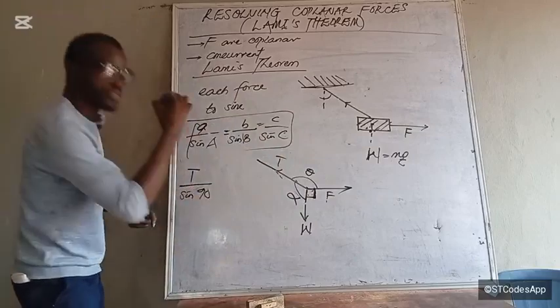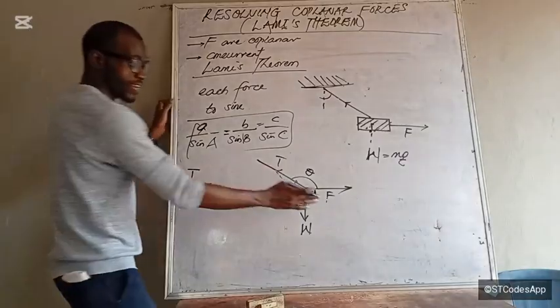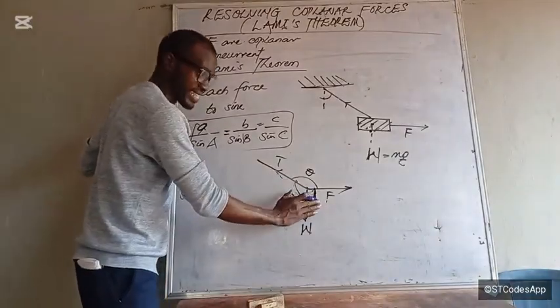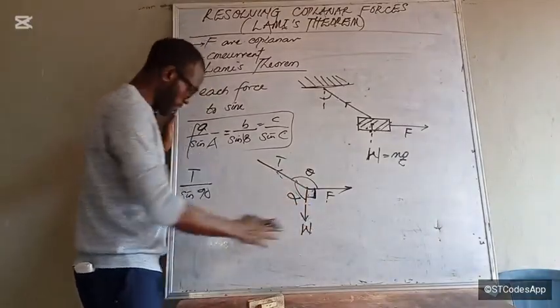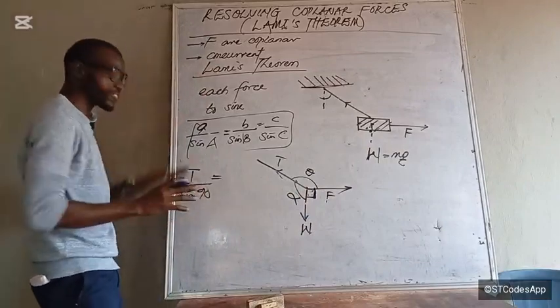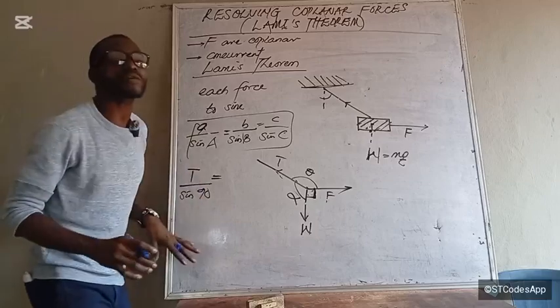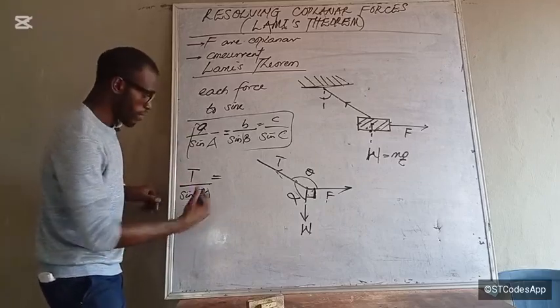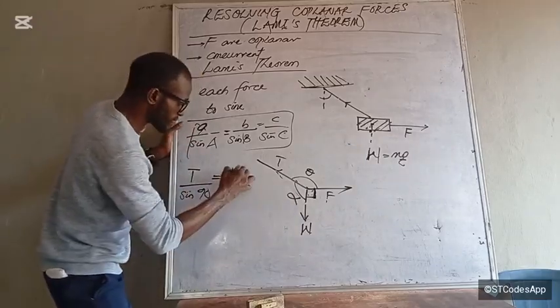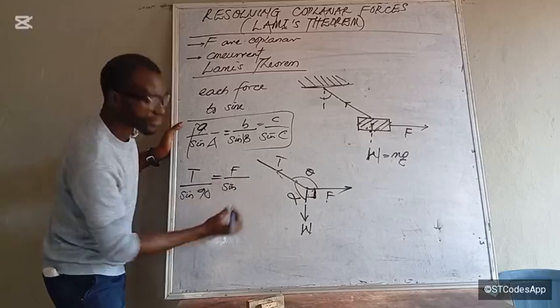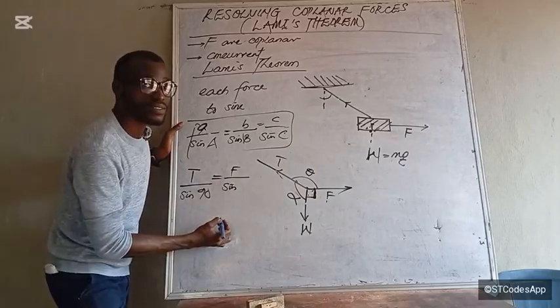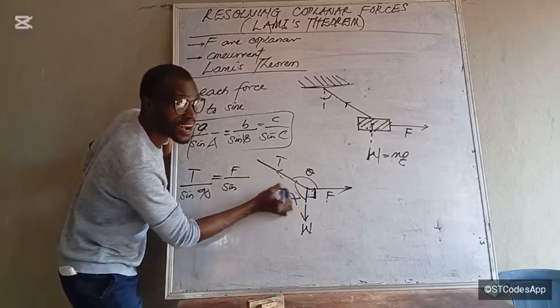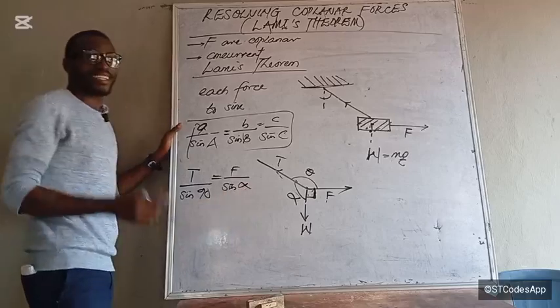Sine 90, or any angle here, exactly. But here it is 90. This will be equal to, they said it's constant. Lami's theorem says it's constant. So this ratio, T over sine 90, making sense now, will be the same as F over sine what? Sine alpha.